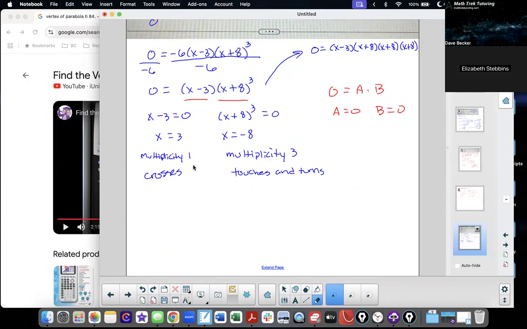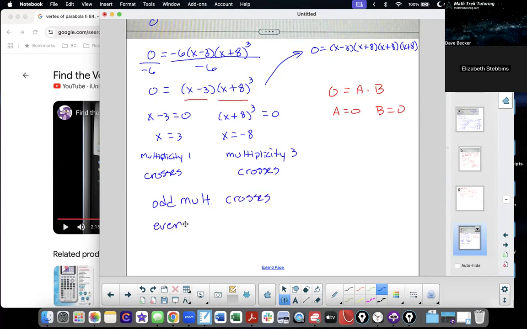If the multiplicity is odd, it crosses. If it's even, it touches and turns. And I'm just going to leave it at that. Odd multiplicity crosses. Even multiplicity touches and turns. All right.